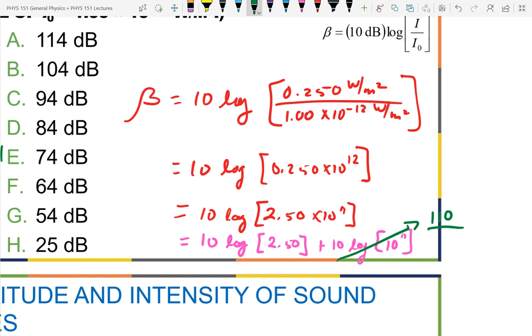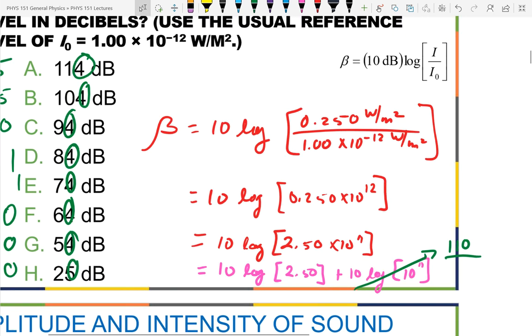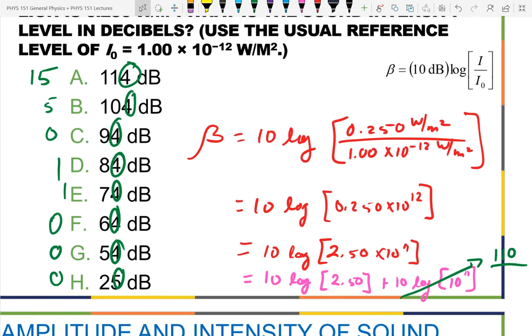Well, 10 log of 2.5 must be 4 because every answer had 4 there. Oh, yeah, you're right. That was supposed to have been 24. You're right. And so you quickly could say, well, it's got to start with 110, so that had to be the right answer.